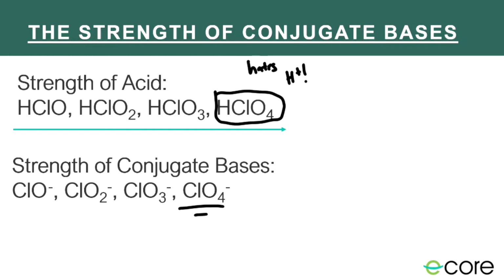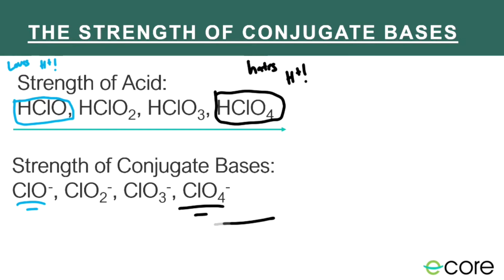Let's compare that, though, to this guy. This guy doesn't have many oxygens, and so it's a pretty weak acid, and it loves its hydrogen. That means that it really wants to stay with it. So when this guy comes along and sees a hydrogen in solution, it's going to be pretty good at grabbing it. All right, so what that means is the strength of our conjugate bases is exactly the opposite trend of our acids.